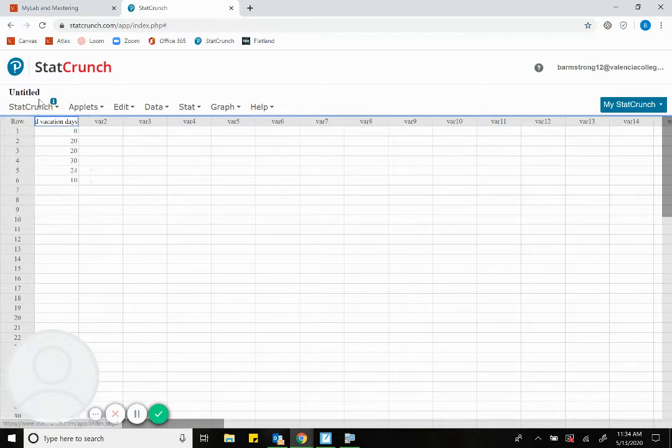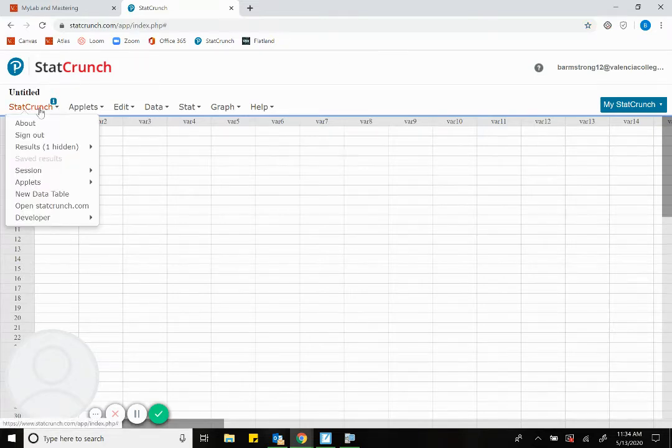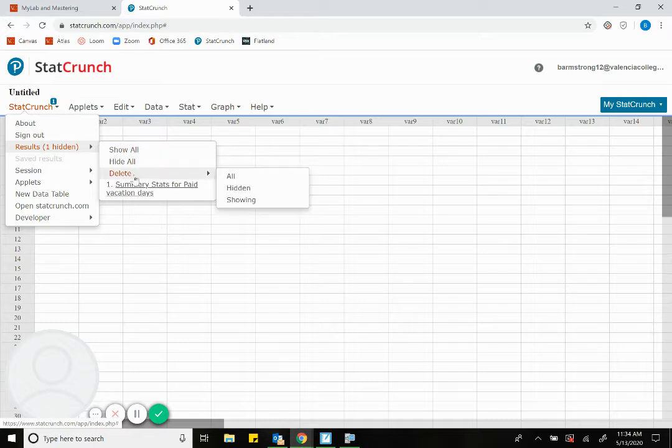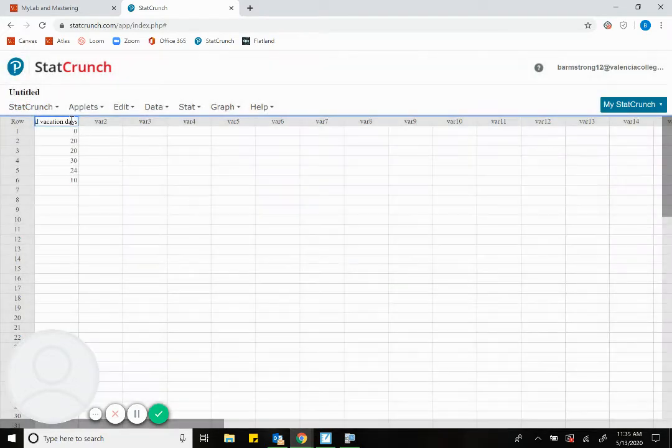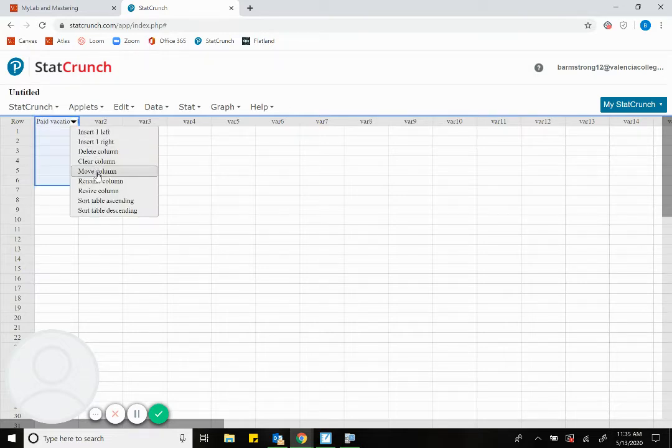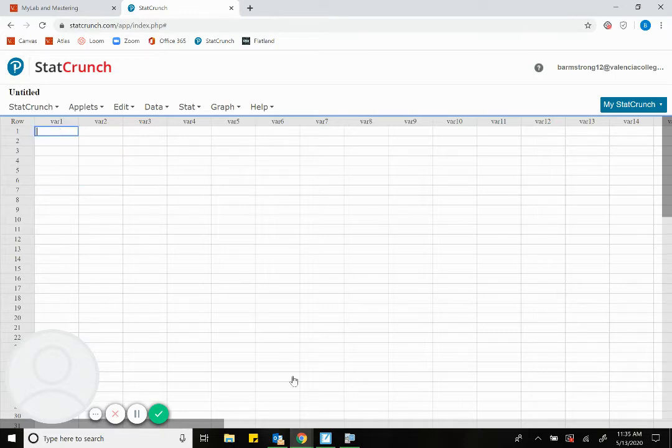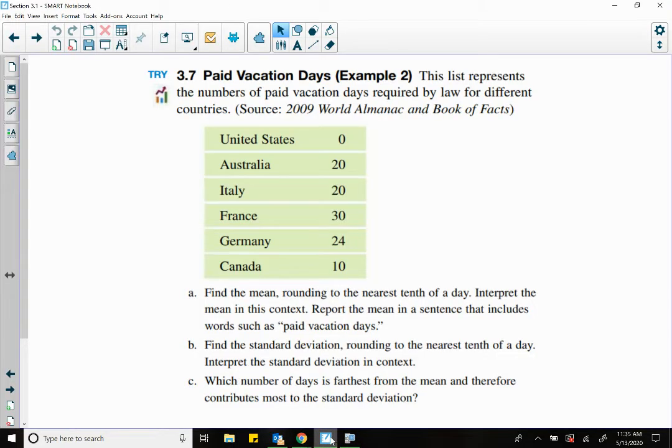All right. So let's jump into that next one. Let me go ahead and delete this information out. Yep, delete it all. And we'll clear this stuff out. And clear column. There we go. All right, now we're back to normal. So let's jump over into this one.